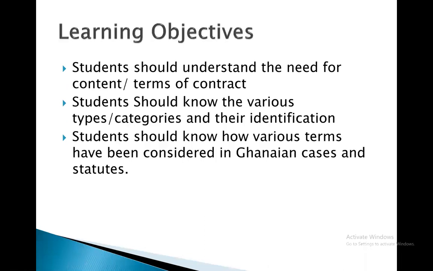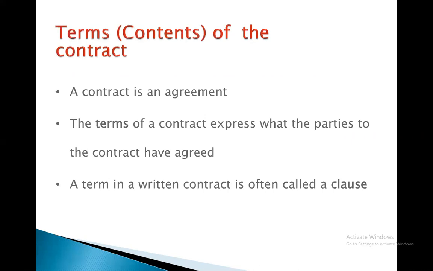First and foremost, we would like to understand the need for content or terms of contracts. Students should know the various types and categories of terms of contracts and also how to identify them. And it is pertinent for us to know how various terms are going to be considered in Ghanaian cases and statutes as well. So without wasting time, we would like to start.